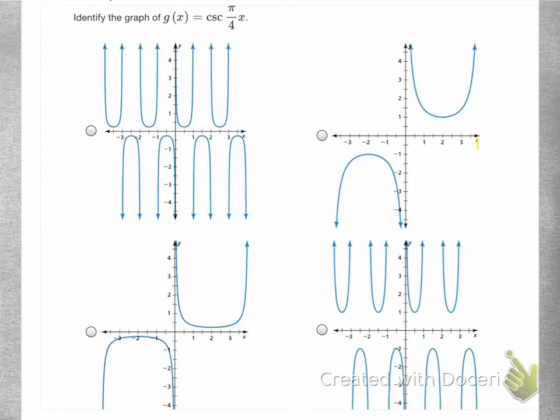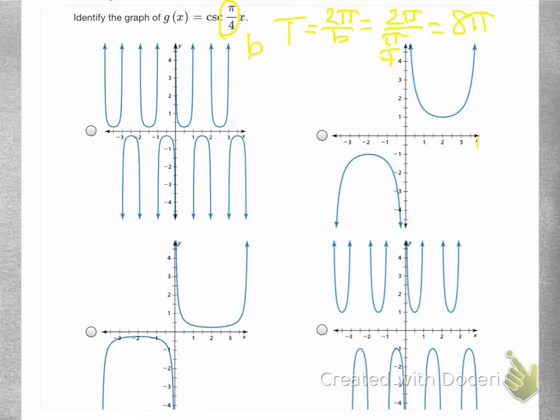Alright, so let's take a look here. I'm graphing cosecant of pi fourths x. So how is that pi fourths going to affect my graph? Well, that right now is my b value. And what does b affect? It affects my period. It's that horizontal stretch or compression. And I know for cosecant it's the same as sine and cosine, that it is 2 pi divided by b. So if b is pi fourths, I'm going to take 2 pi and divide it by pi fourths.